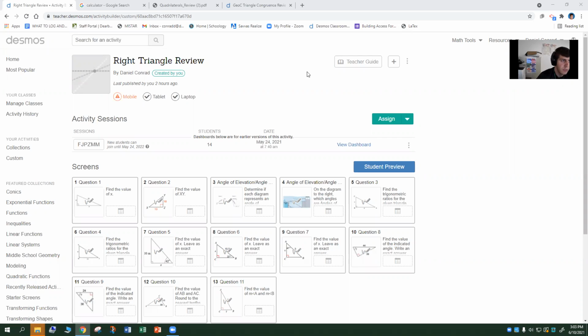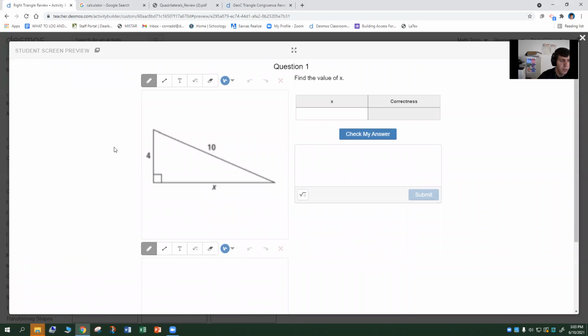All right, so this is the right triangle review. So let me start here. Right triangle review. All right, so we have a right triangle here. We have two sides of the right triangle, and we're looking for the third side. So we're going to use the Pythagorean theorem. We're going to use a squared plus b squared equals c squared, right?